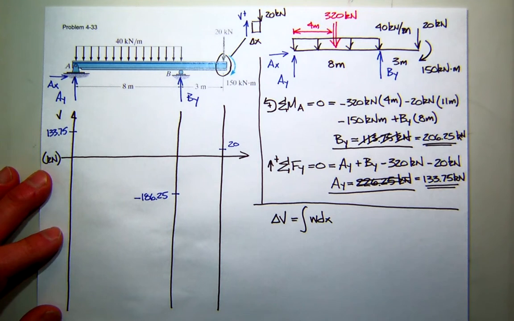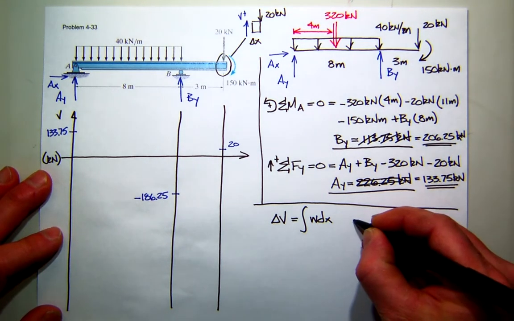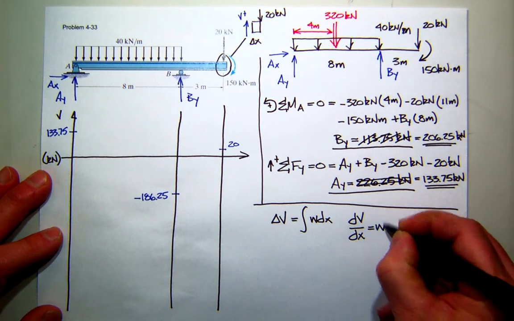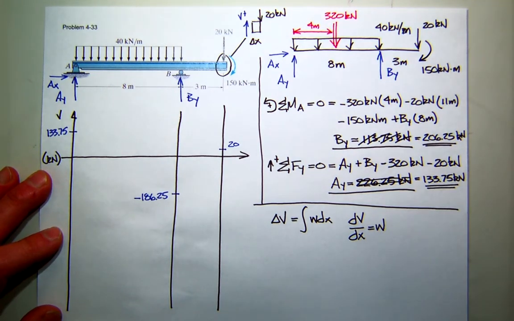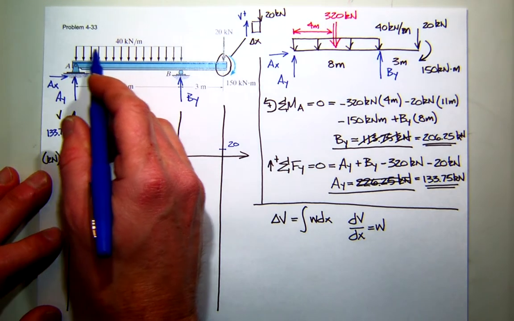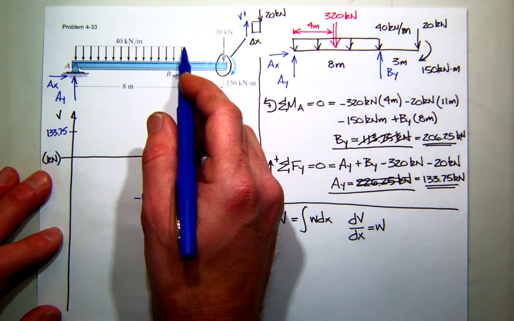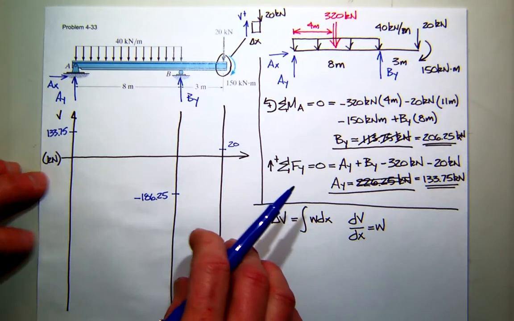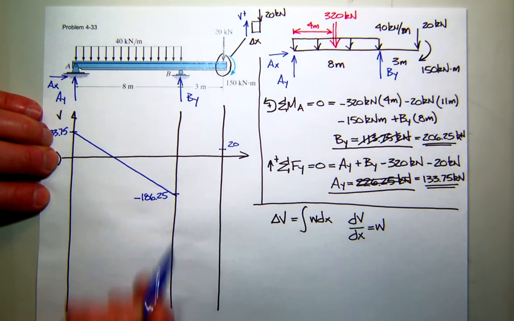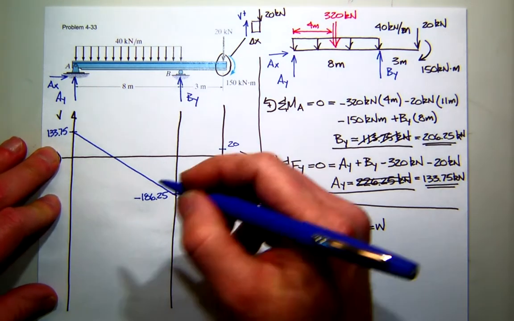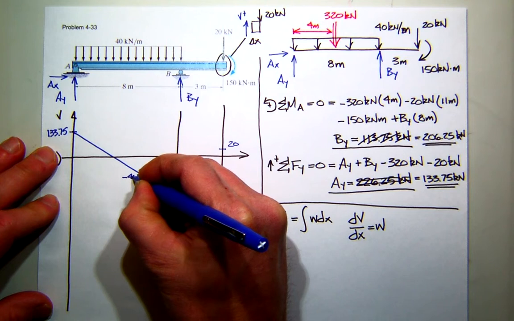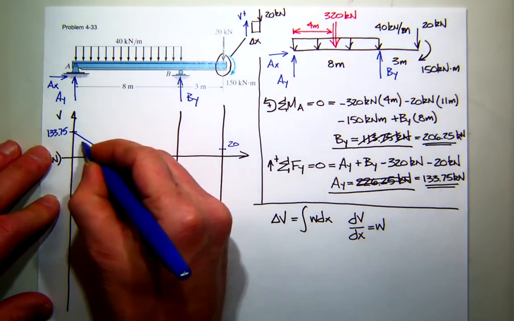Now, our corollary to this is that the slope of the shear diagram is equal to the load. So what's our load? Let's go up here and see. Our load is negative 40. It's constant and negative. So here's a constant negative slope. In fact, if I actually looked at that, it would be negative 40 to 1. There's my shear diagram.